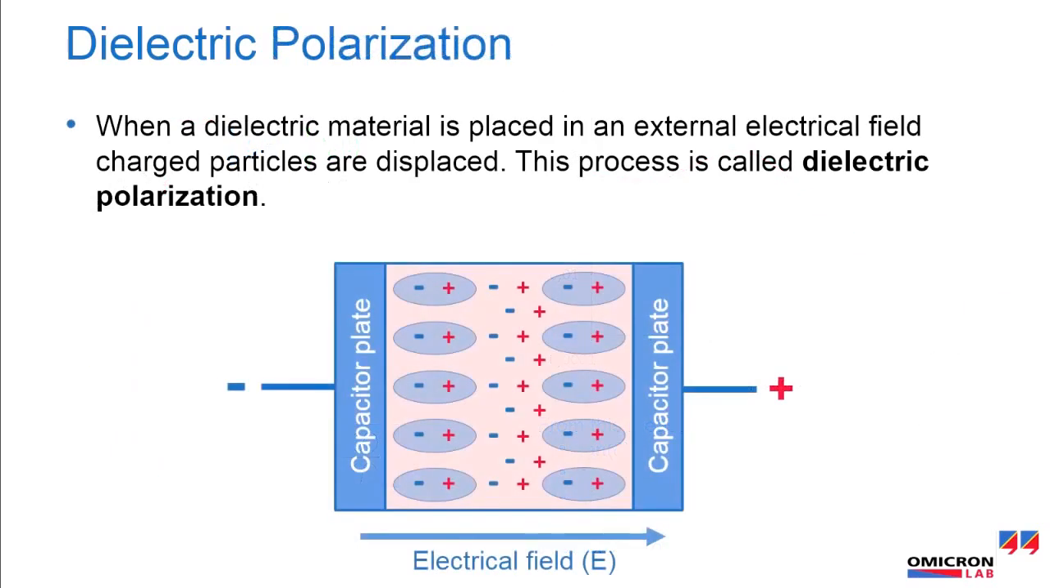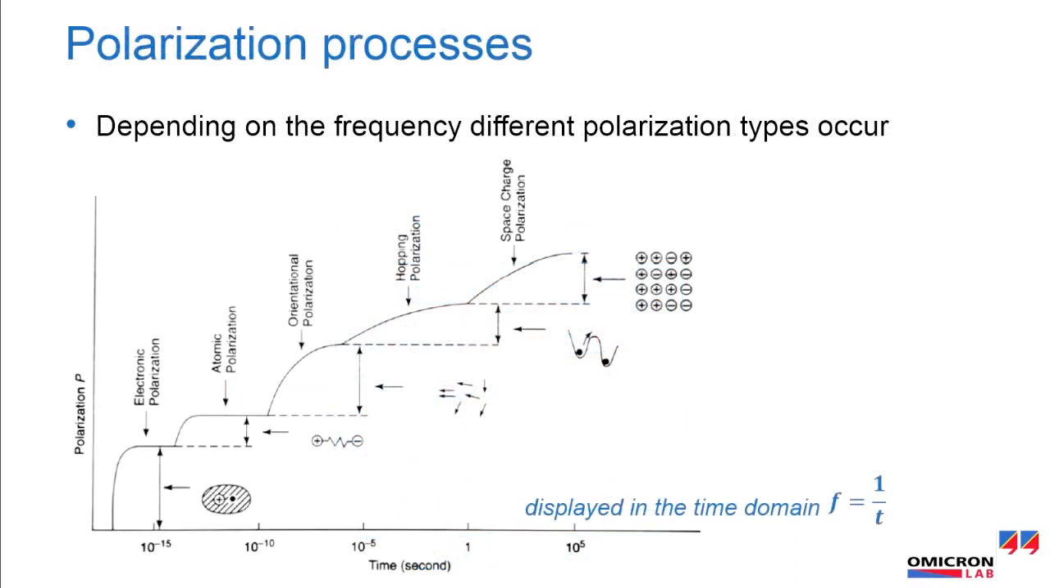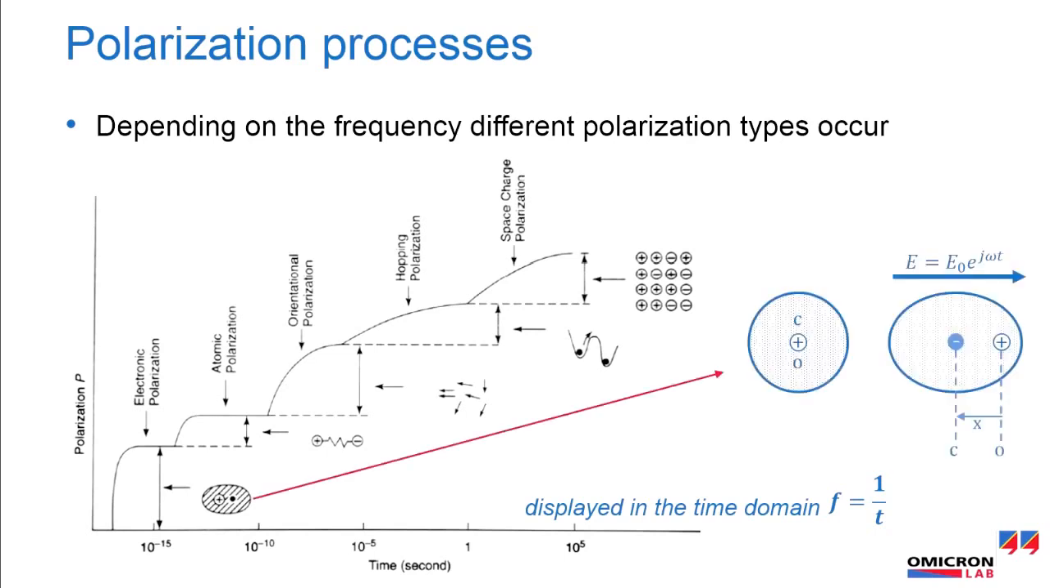When a dielectric material is placed in an external electrical field, charged particles are displaced. This process is called dielectric polarization. Depending on the frequency, different polarization phenomena occur. Electronic polarization, or deformation of the electronic shell, occurs due to the displacement of positively charged nucleus and negatively charged electrons in opposite directions, when an external field is applied and thereby a dipole moment is created in the dielectric material.